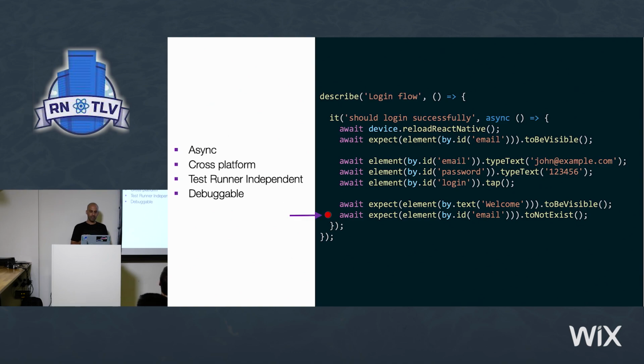And it's debuggable because we use async await and those native constructs. So instead of putting everything in a promise queue, we can just use breakpoints and they will work as expected.